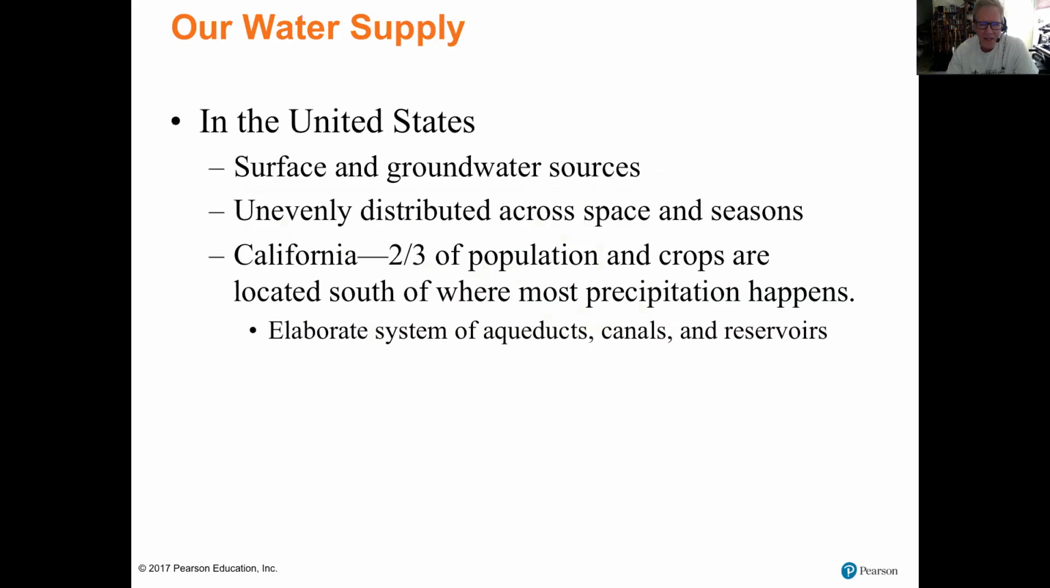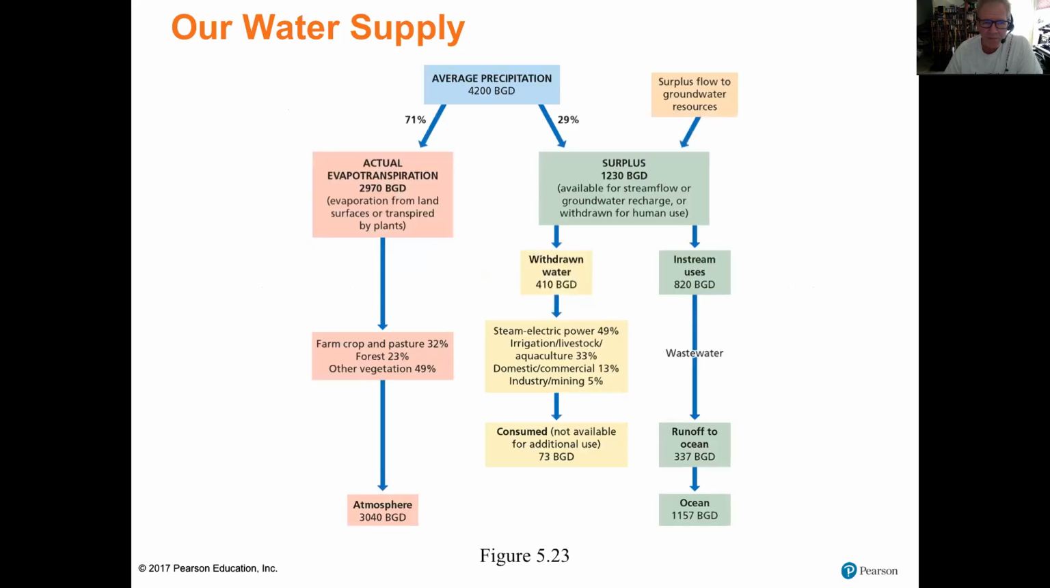In the United States, even in the U.S., it's unevenly distributed across space, and especially seasons. Unfortunately for us, most of the population, about two-thirds of the population, and most of the crops are located south of where the most precipitation happens, which is further north, of course. So to make up for that, we've constructed the aqueducts and the canals and reservoirs that move water from the areas that have a surplus to those areas that have a deficit. So that's why you want to watch that video and the weekly module on moving water across California.